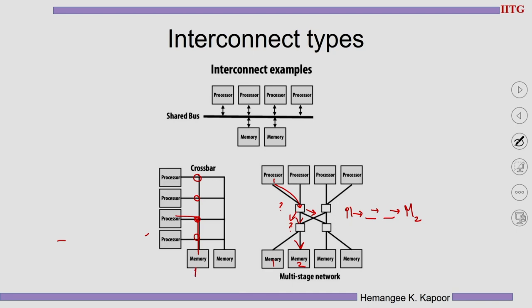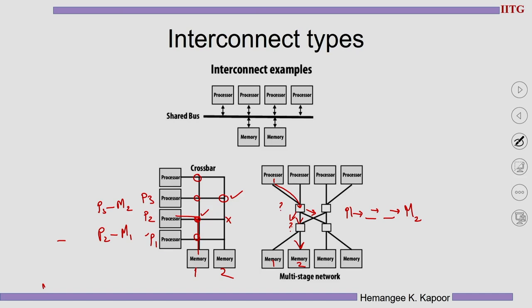Here, I'll keep comparing with crossbar. So once P2 connects to M1, P2 cannot connect to M2 unless M2 is free. Suppose this connection is in use. Okay, so P3 is connected to M2 and P2 is connected to M1. So when these two connections are being used, P2 cannot use this switch because the above switch is in use. So there is a limitation on how many memory modules a processor can use.